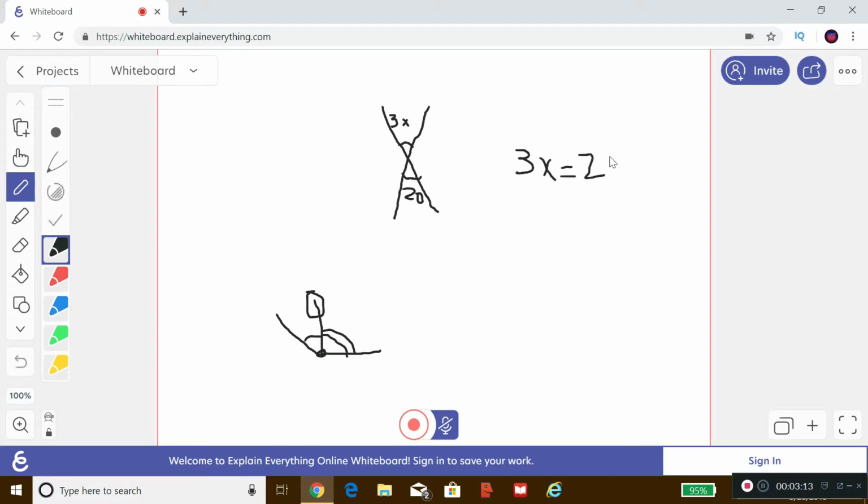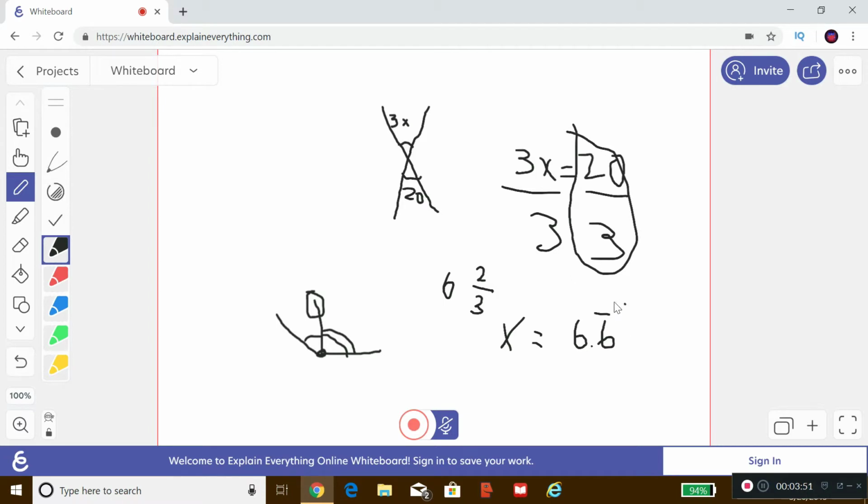That is a pretty nice looking round number, guys. So we would divide both sides by 3, and we would get x equal to 6.6 repeated. You could also say 20 over 3 if it wants an improper fraction, or if it wants a mixed number, you would say 6 and 2/3. But in my experience, they usually don't like mixed numbers. They either want improper fractions or decimal form. Don't forget this little line above the 6. Okay, so that's a problem with vertical angles.